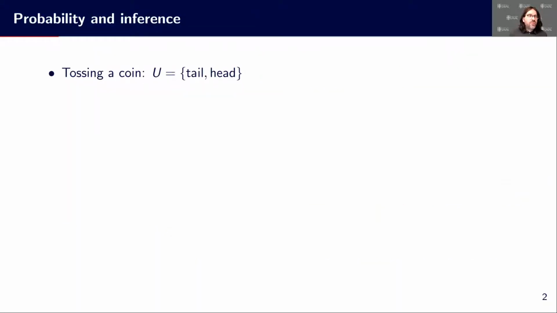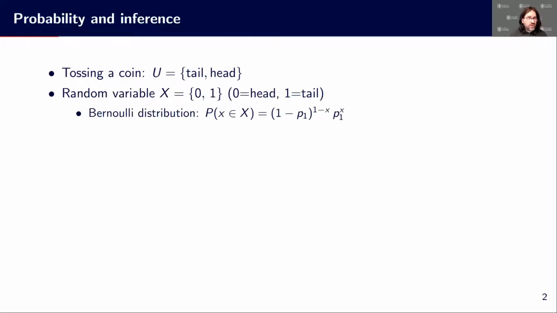Let's take the example of tossing a coin. In that case, the sample space is either tail or head. We assume that these are the 2 possible outcomes. Then we can look at a given random variable X, which is either 0 or 1. We are using 0 and 1 because it simplifies the developments. And we assume here that 0 is equal to a head and 1 is equal to a tail. From that, we can use a Bernoulli distribution to model this.